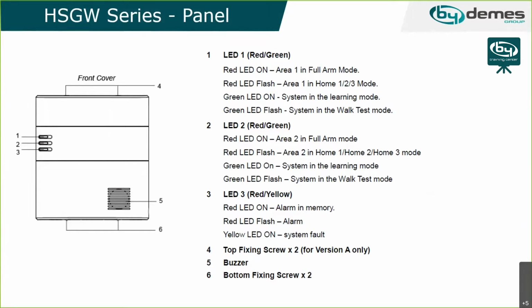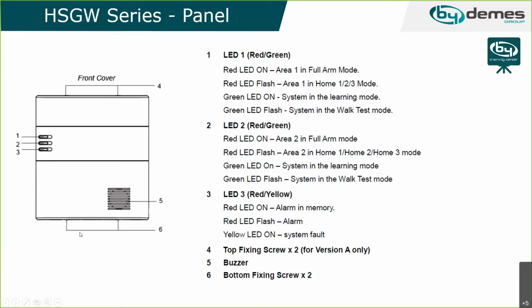Okay, here we have the front of the panel that has 3 LEDs on the left. The first one is for partition one and indicates if it's armed or disarmed, and the second LED is for partition 2 or area 2. It's used to indicate if the system is armed or disarmed. The third one is used for alarms: if there is any alarm, it turns red, or if we have any fault or system fault, it turns on in yellow. So if there is some tamper open from any device, we can see it from the panel.